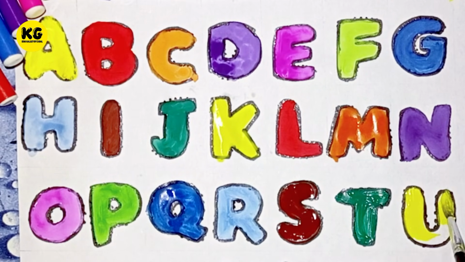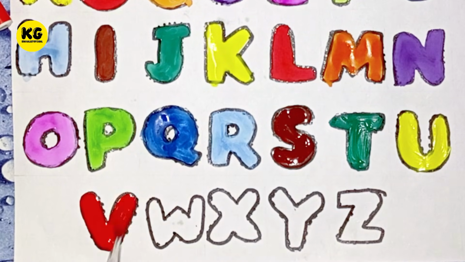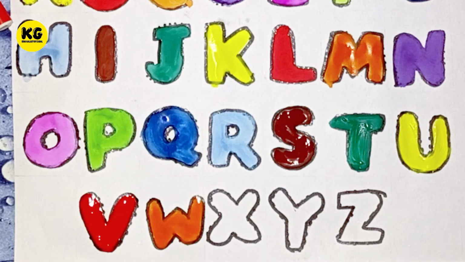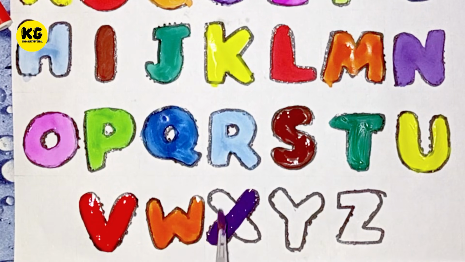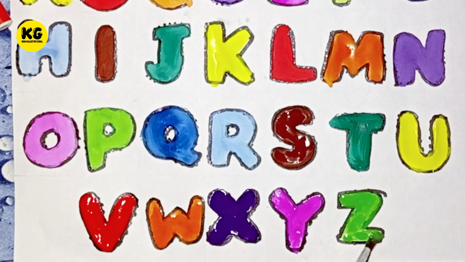U for unicorn, yellow color. V for violin, red color. W for woman, orange color. X for xylophone, purple color. Y for yard, pink color. Z for zoo, green color.